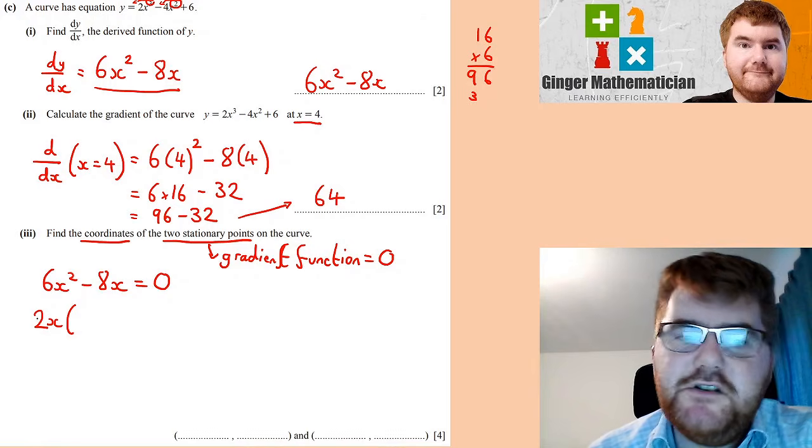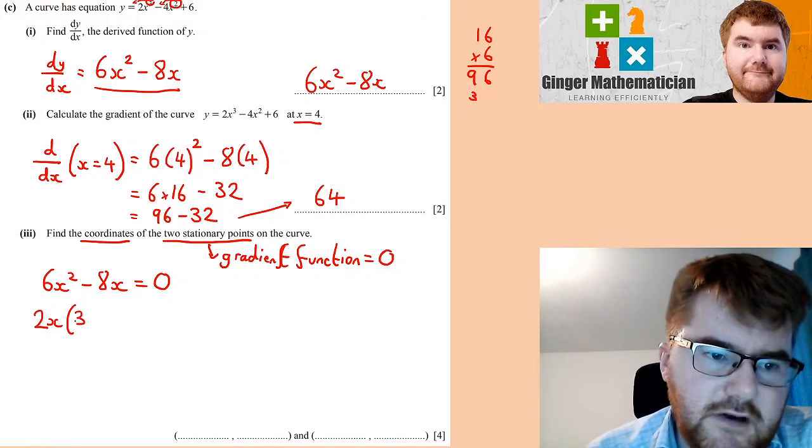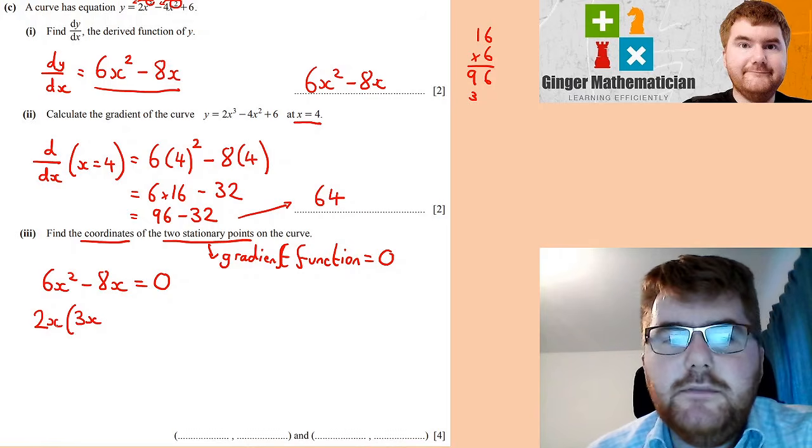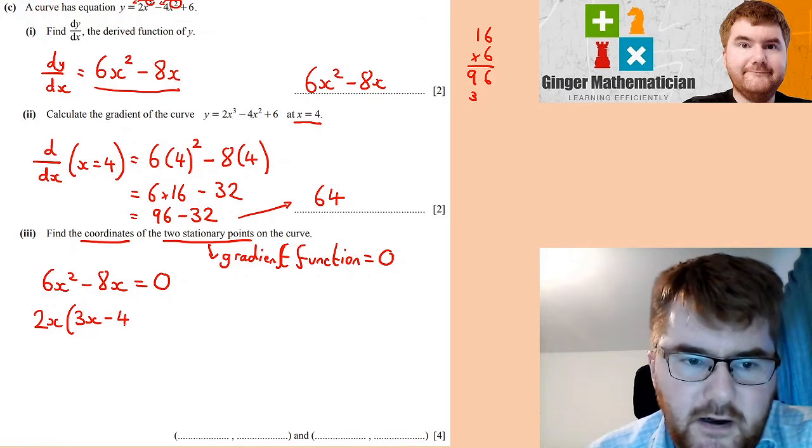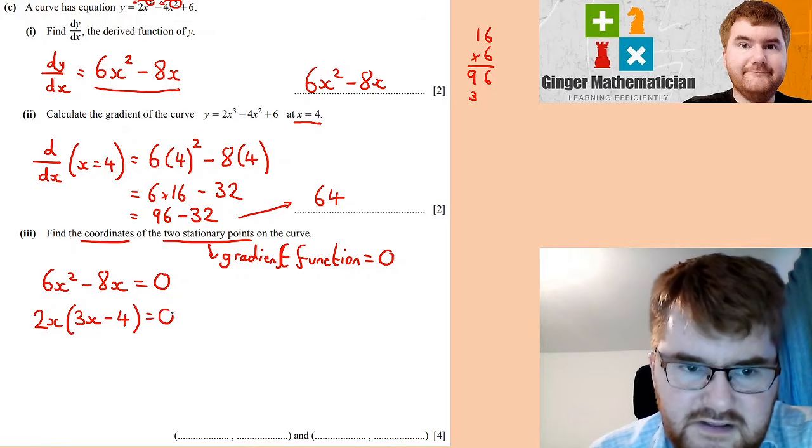What do we multiply 2x by to get 6x squared? Well, that's going to be 3. 3 times 2 is 6, and an x. What do we multiply 2x by to get minus 8x? That's going to be minus 4. So we have 2x times (3x minus 4) is equal to 0.